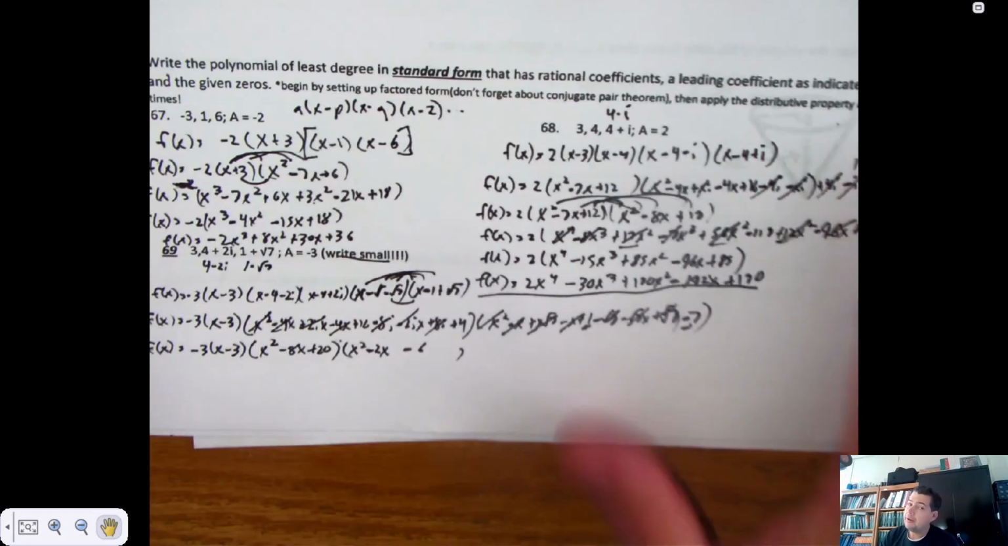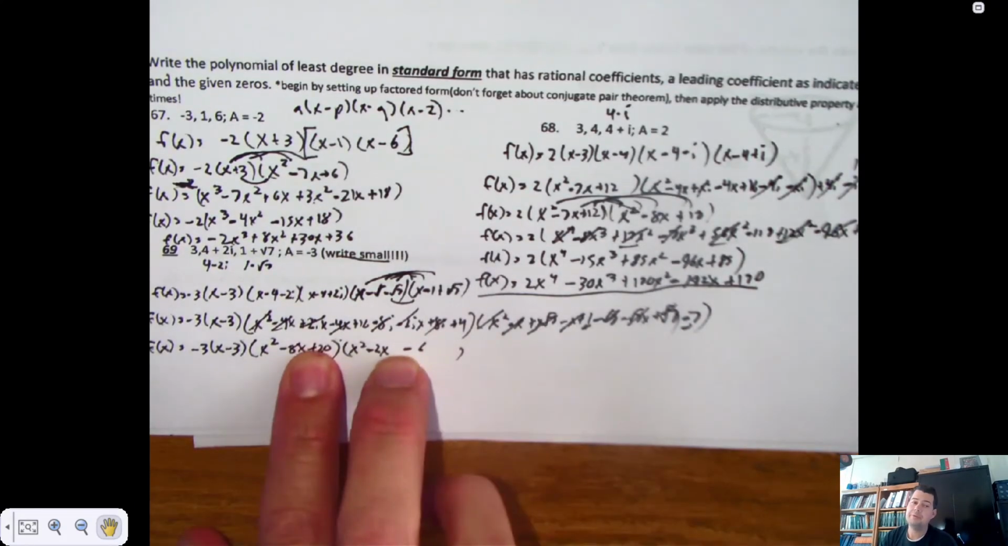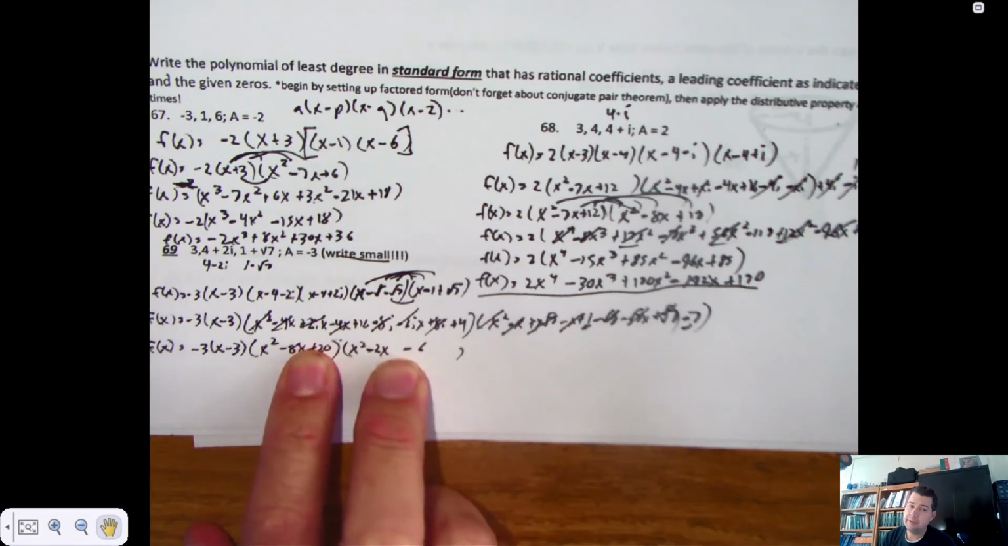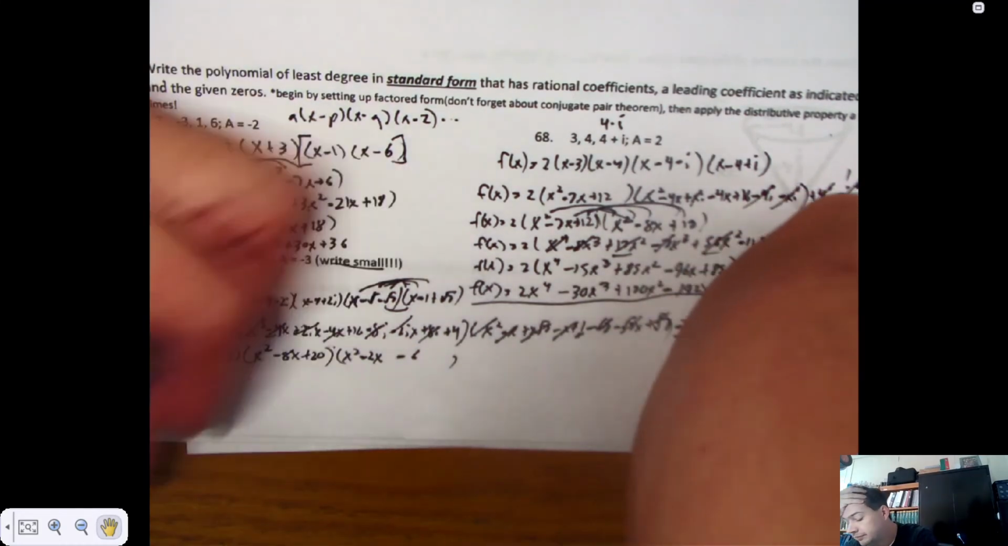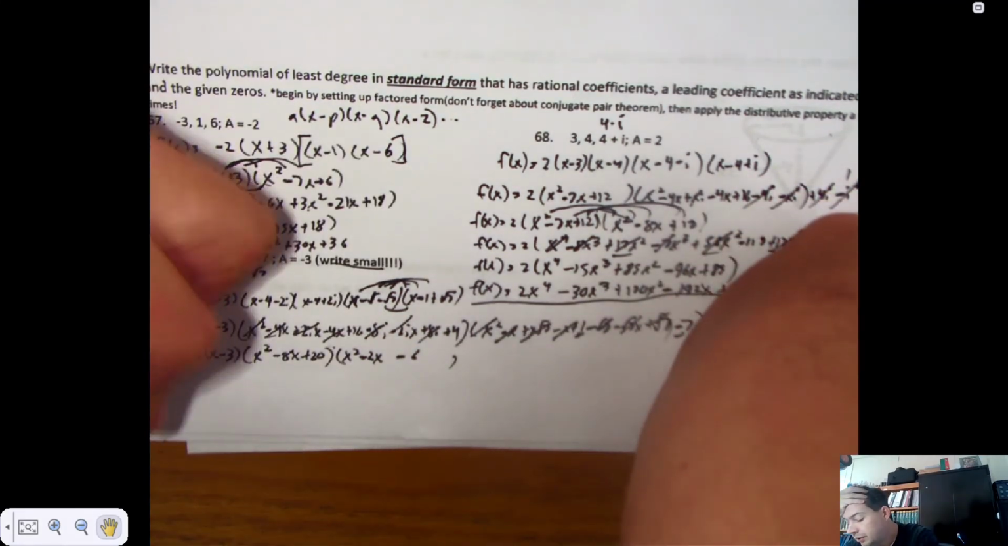And there's more. I got to multiply these two trinomials together, which will probably go down to 4 terms because it's going to be x to the 4th leading out. Then I get to multiply that thing by x minus 3, and then I get to multiply by negative 3. So I'm not even half done. That's why it says write small.